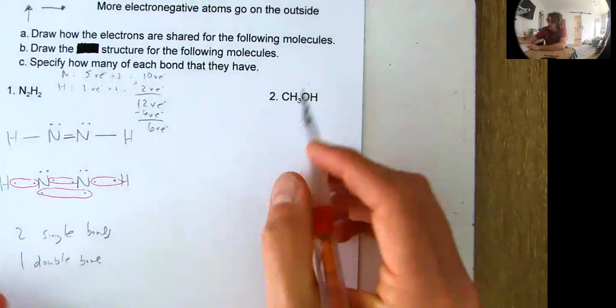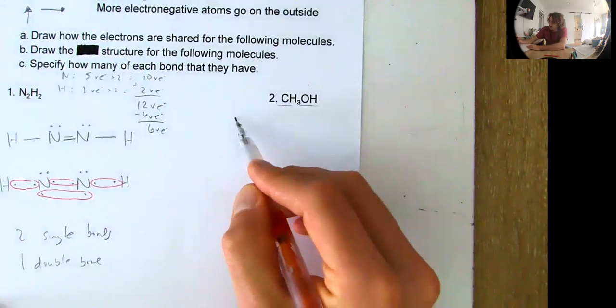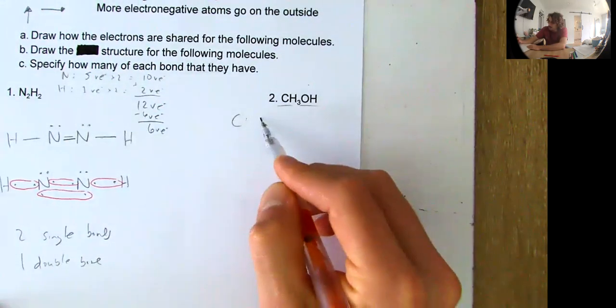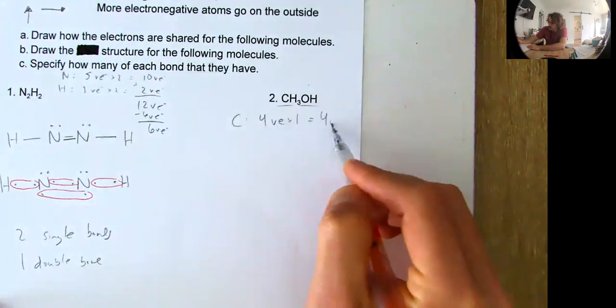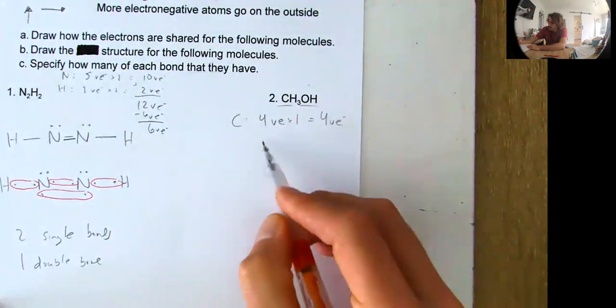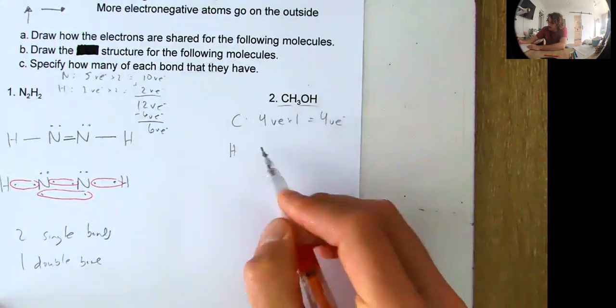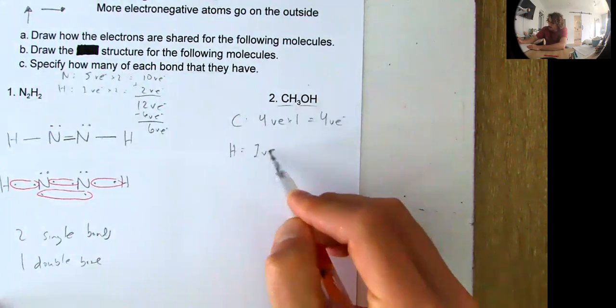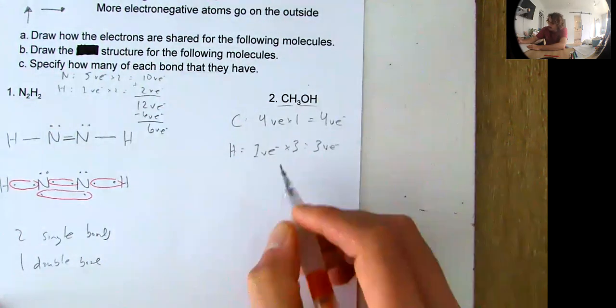Next problem. We got CH3OH. So let's start counting them up. For carbon, there are 4 valence electrons, and there's only 1 carbon in the molecule. So that's 4 valence electrons that carbon brings. In the first part of the molecule, there are 3 hydrogens. Hydrogen brings in 1 valence electron, and there are 3 of them for a total of 3 valence electrons.